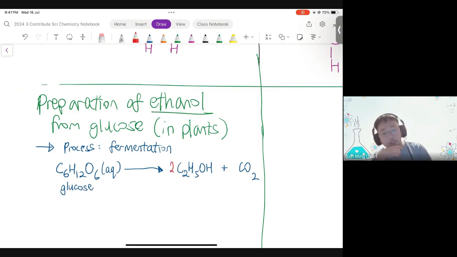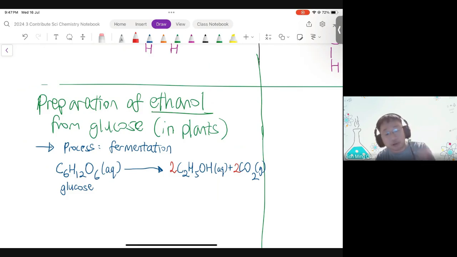To balance the equation, oh, sorry, I've left out the state symbols. I'm so sorry. Let me just add on the state symbols. Ethanol is also aqueous. CO2, of course, is a gas, carbon dioxide gas. To balance the equation, we need 2 in front of ethanol and 2 in front of CO2. So this is the equation for fermentation.